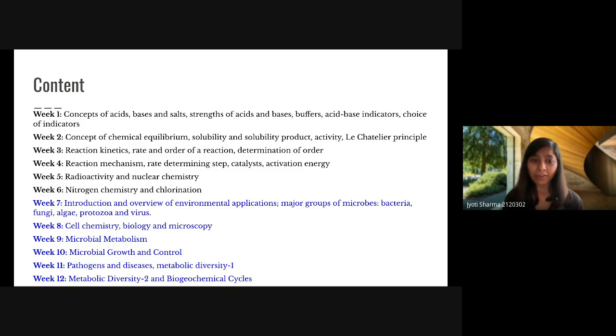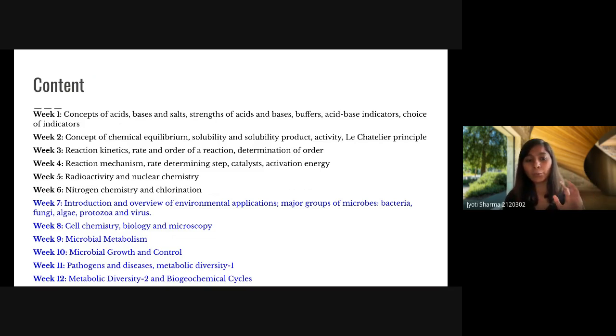Then in week 5, we started with radioactivity, and we learned something about nuclear chemistry. Again, I have 1 or 2 questions based on radioactivity and nuclear chemistry. Then in week 6, we tried to understand nitrogen chemistry. In a very elaborate way, we discussed the nitrogen cycle, what different types of bacteria we need, and what different phenomena and processes we have under this nitrogen cycle. Then we also discussed chlorination and disinfectant, how different species of nitrogen can be part of disinfectant, and how we can do the chlorination.